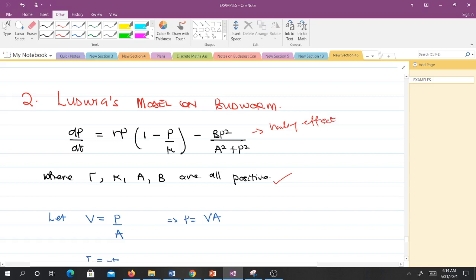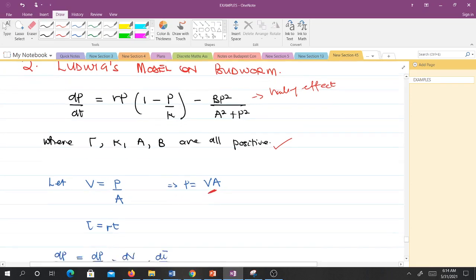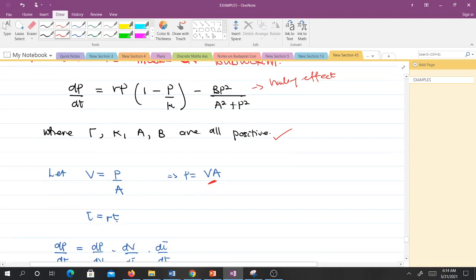So we have four parameters R, K, A, and B, and we would want to reduce the number of parameters. So we let V be equal to P over A. So that means that P is equal to V times A. And we let tau be equal to RT.